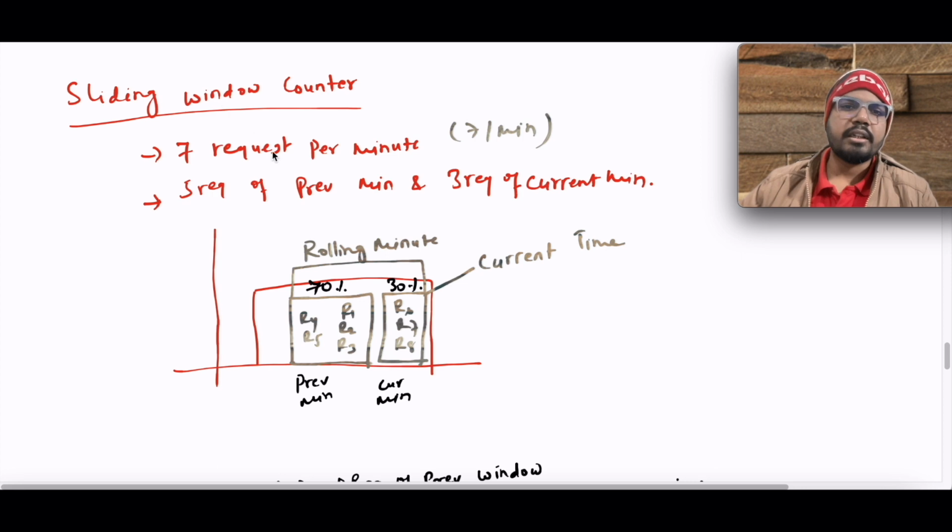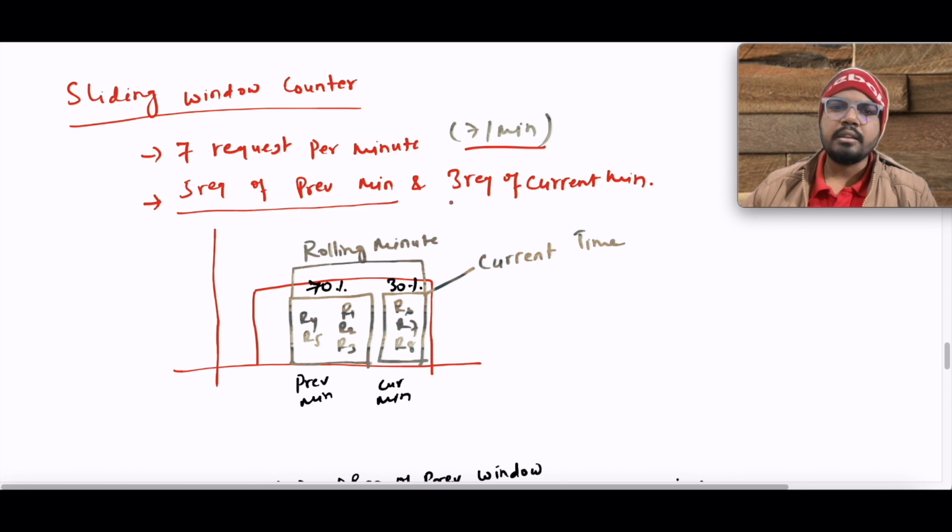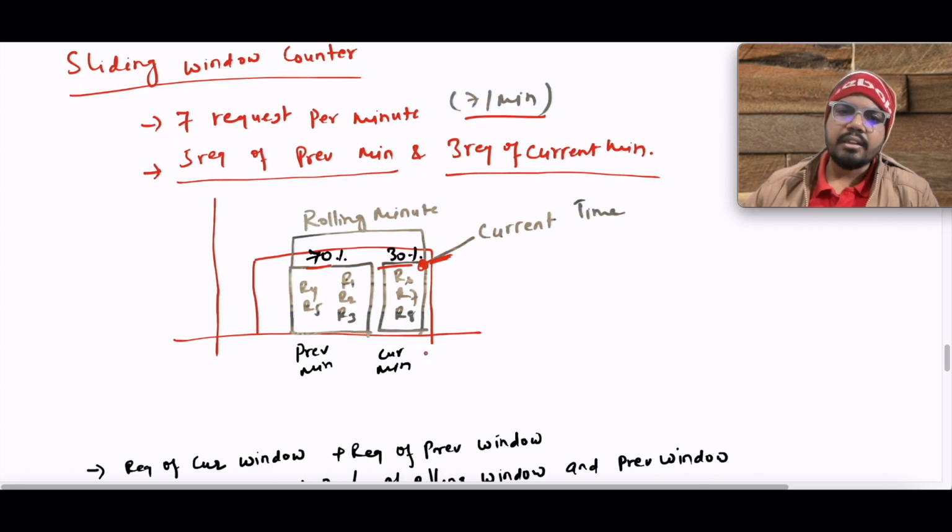So assume the rate limiter allows 7 requests per minute. You have 5 requests in the previous minute and 3 requests in the current minute. So this would be 70%, this would be 30%, and this is the current time. When a new request arrives at the 30% position of the current minute, we have to calculate the number of requests in the rolling window. And how can we calculate it?